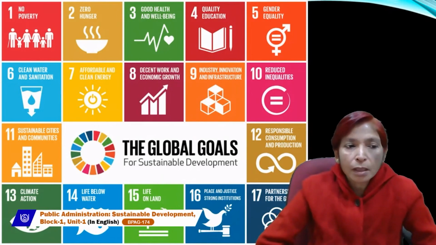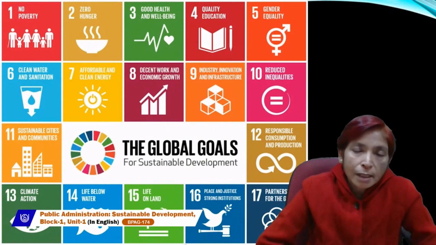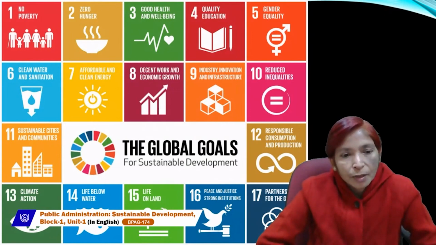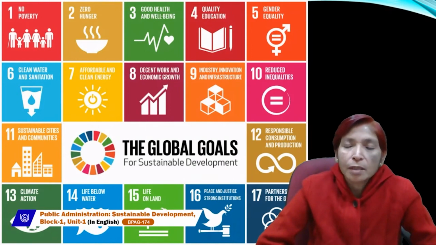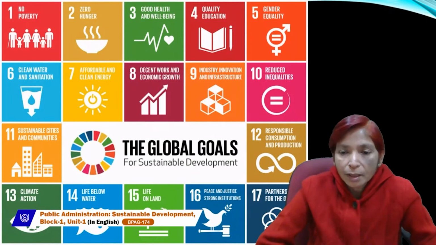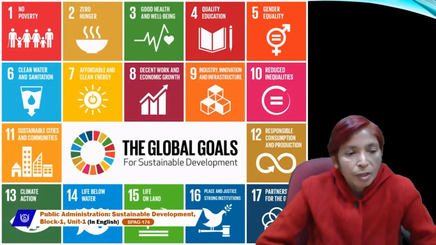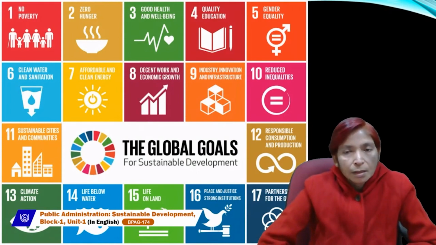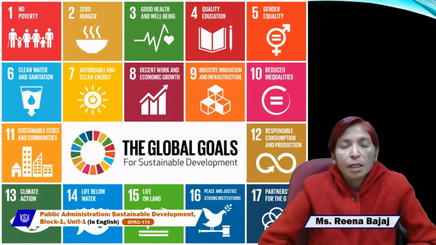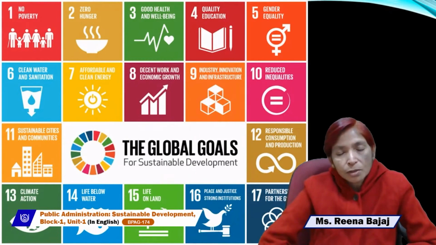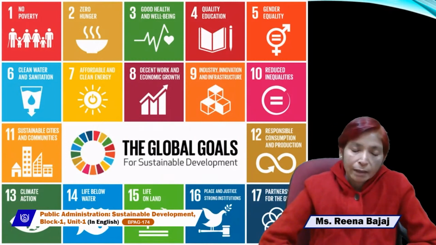The 11th target is sustainable cities and communities. All cities and communities should be sustainable. 12th is responsible consumption and production. Sustainable production and sustainable consumption should exist in each and every country so that this target can be achieved. 13 is climate action. Climate should be protected. Without harming the climate, we should do the activities of the economy for the achievement of higher growth. The 14th point is life below water, which should also be protected and preserved. Life on land should also be safe and protected.